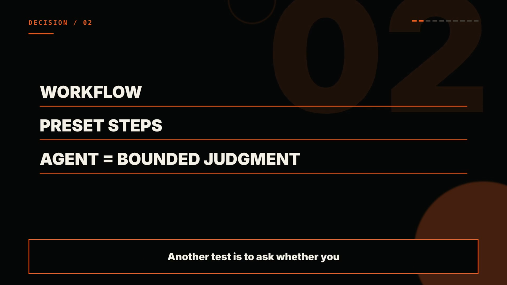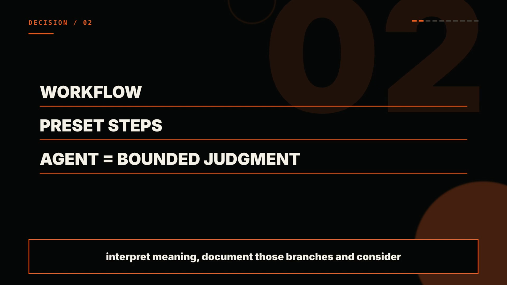Another test is to ask whether you can draw the process as a straight line. If yes, begin with automation. If the path branches because the system must interpret meaning, document those branches and consider a bounded agent.